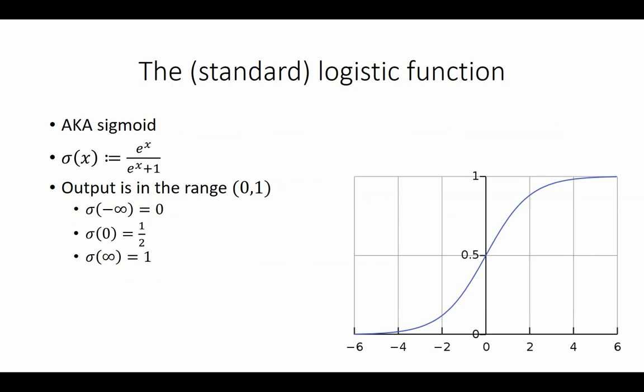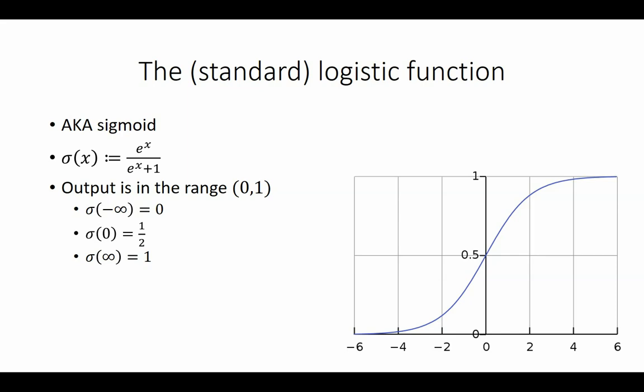OK, so what is this sigma function, which is sometimes called the logistic function or the sigmoid function? It has different names. Like I said, it takes any number, so you can feed any number into it, and it makes sure that the result is between 0 and 1.